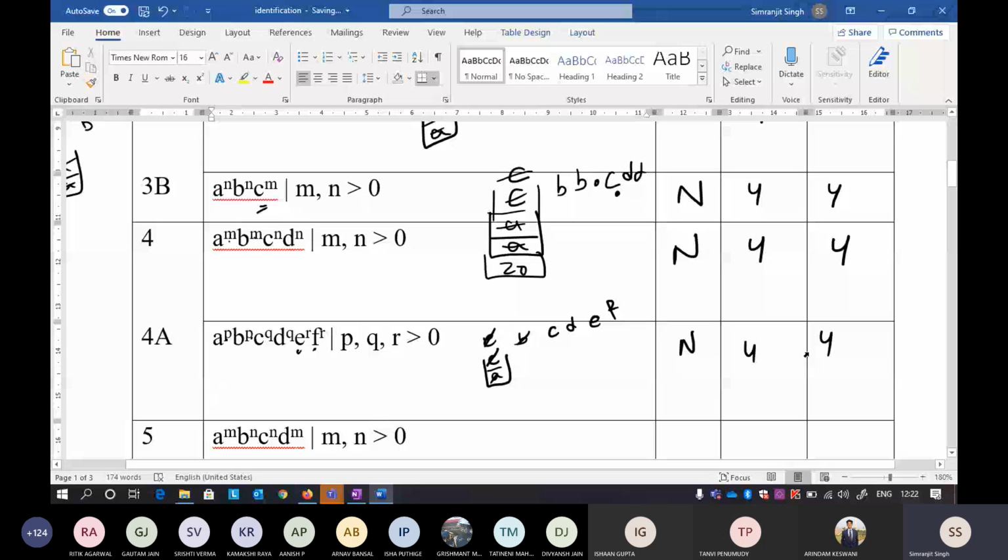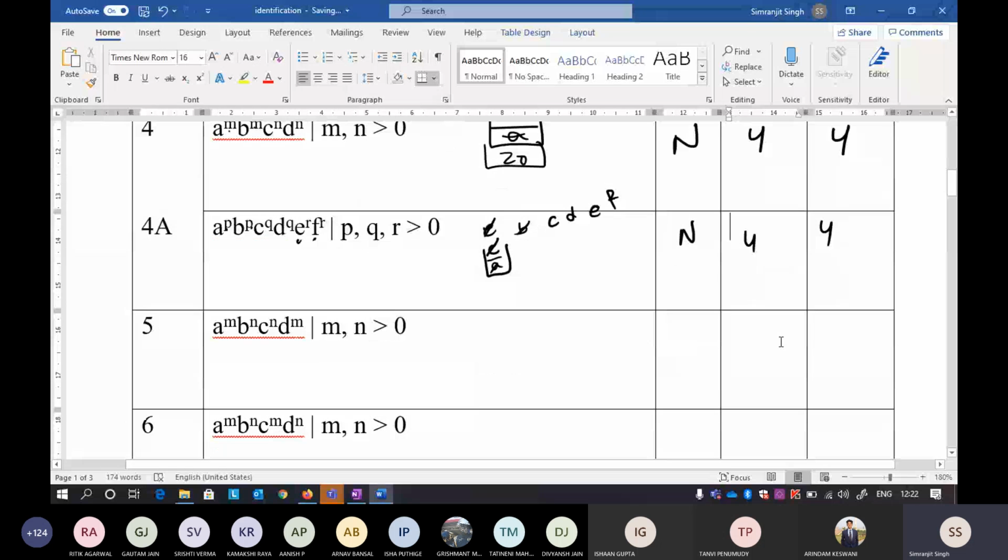So that is why deterministic push down automata is possible in this case. So that is why NDPDA is also possible.